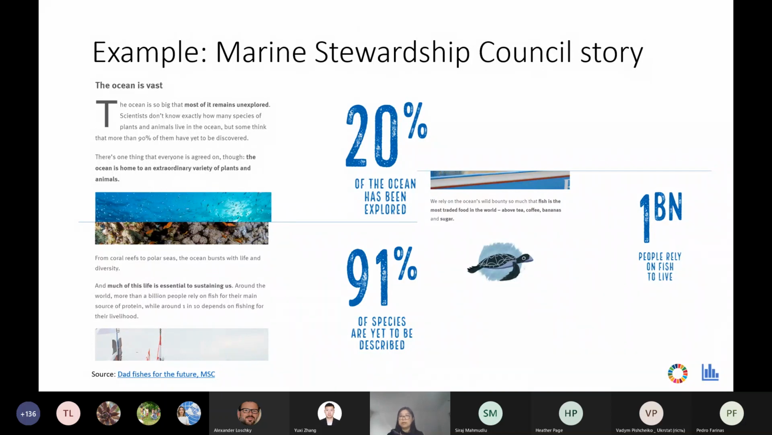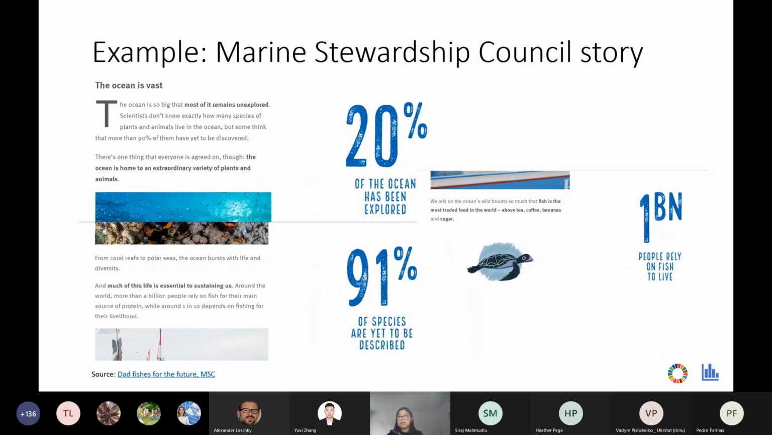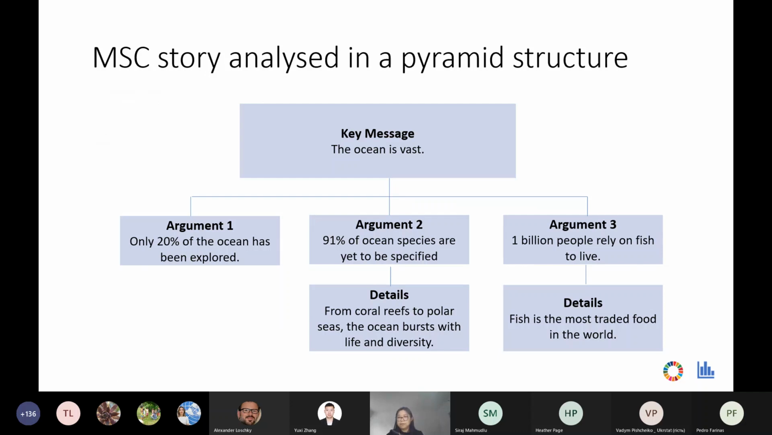This is a story from a Marine Stewardship Council report. You can find it on their website. It's talking about why people need to fish in a more sustainable way. And this particular section talks about how the ocean is vast. So the key message: the ocean is vast. And then after that, it provides 3 arguments. You can see them in these 3 little infographics. And then further down the pyramid, there are details to support argument 2 and argument 3.